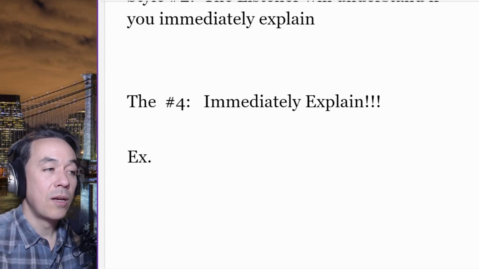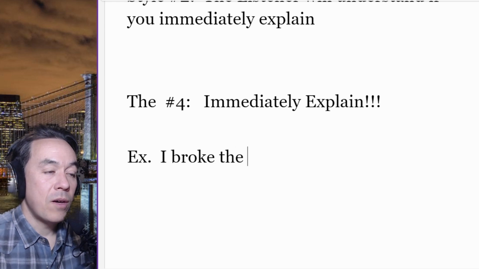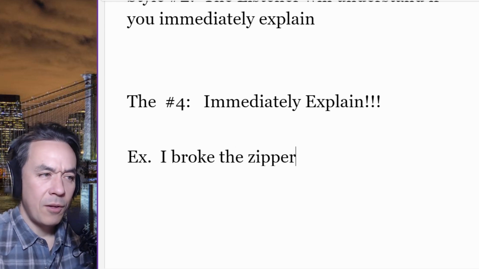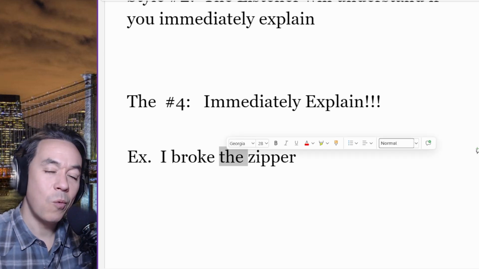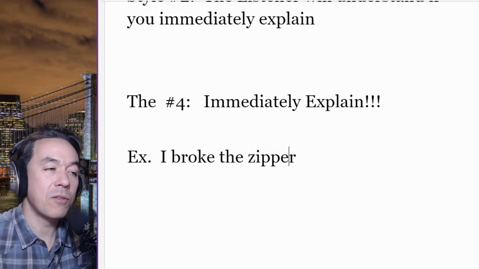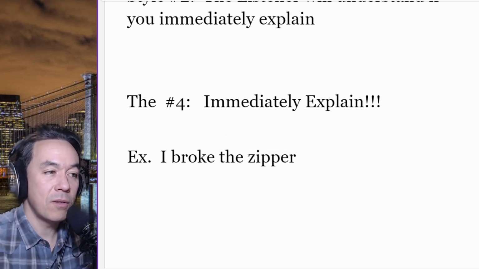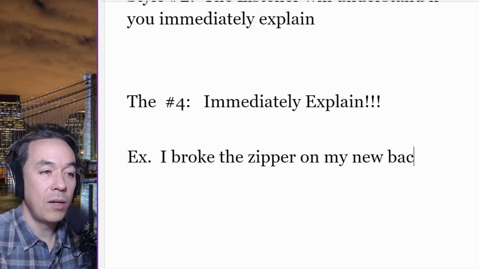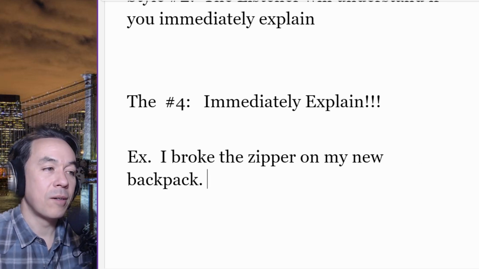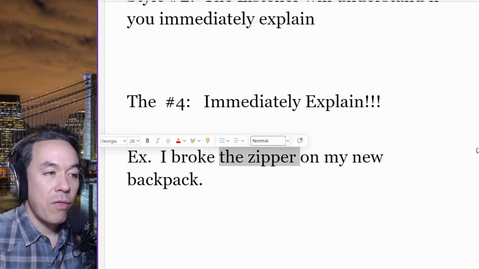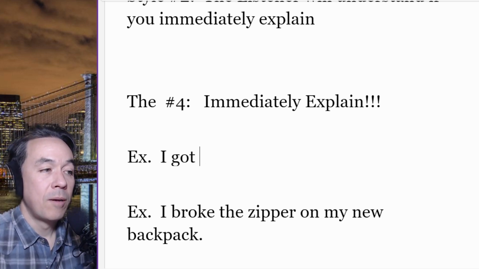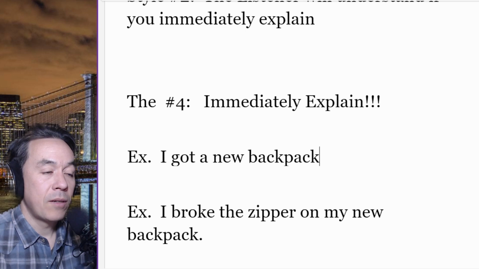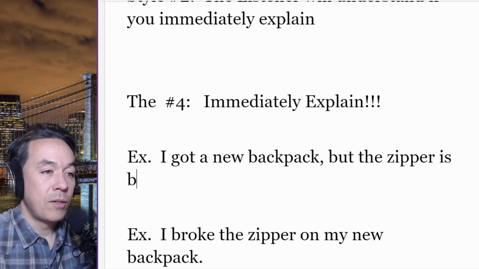So for example, I broke the zipper. Now you might think at this point, wait, what zipper? I don't remember anything. But no, just wait. I will tell you. I broke the zipper on my new backpack. Oh, okay. Right. So usually the is something from before, right? So I got a new backpack, but the zipper is broken.